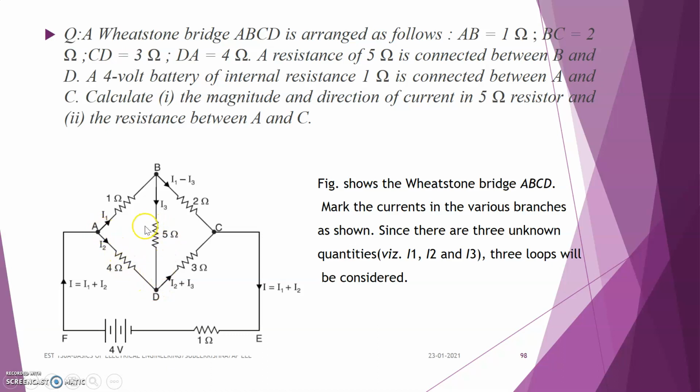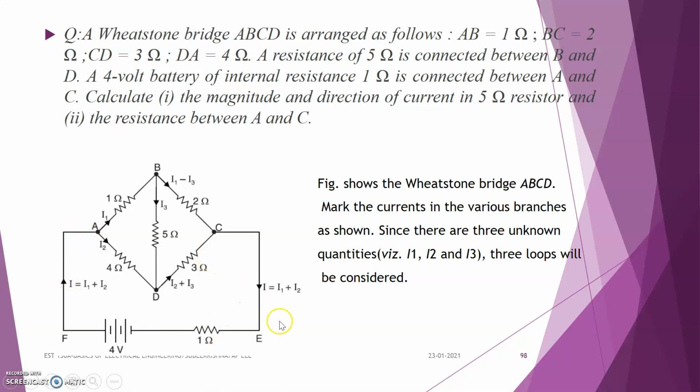A resistance of 5 ohm is connected between B and D. 5 ohm is connected here. A 4 volt battery of internal resistance 1 ohm is connected between A and C. It is connected here.